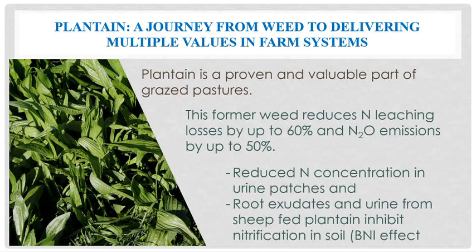And another thematic was on plantain, a journey from weed to delivering multiple values in farm systems. Plantain is a proven and valuable part of grazed pastures. You get even better benefits from plantain if you're planting the improved varieties that have better biomass growth and greater vigor. This former weed reduces nitrogen leaching losses by up to 60% and nitrous oxide emissions by up to 50%.